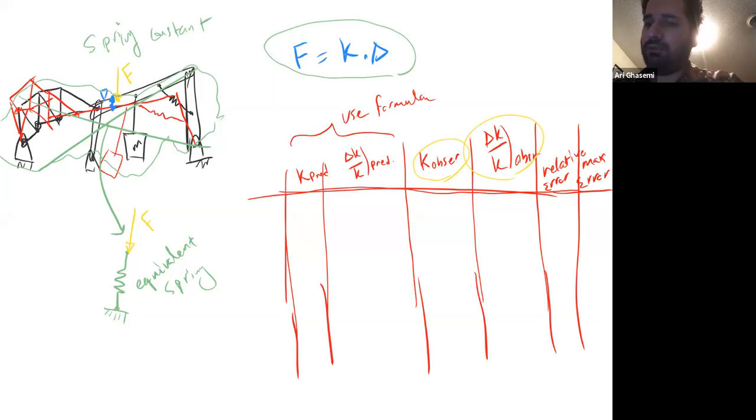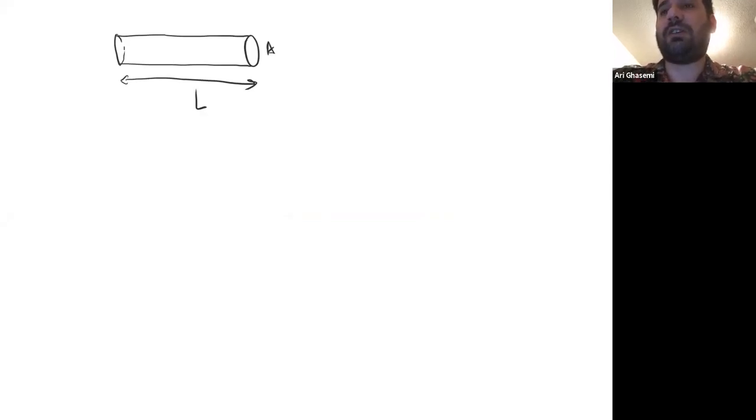Okay, so now let's talk about these two columns, K observed and delta K over K observed. So another slide. I need to open up one more slide. You remember we had a cylinder with length L and cross-section area A and Young's modulus of elasticity E, okay? And we said if this thing is under loading F, it's going to extend a little bit. It's going to first shrink and extend like that. And this, let's call it delta.